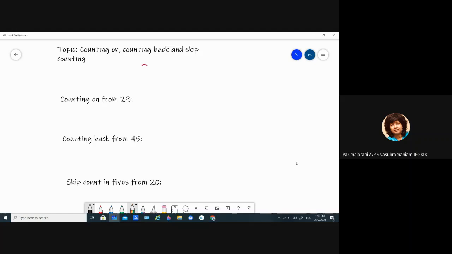Count on from 23, that means what? 23, 24, 25. We want them to count on, okay? 26, and 27 and all. That's counting on going forward. So if you want to use a calculator to teach counting on, what do they need to press on the calculator?